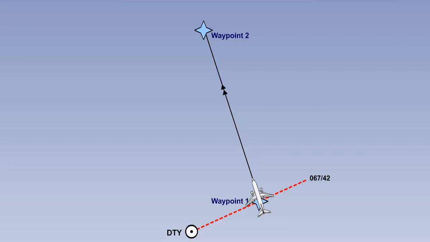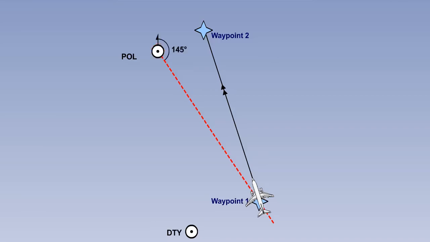How does the RNAV system work? In our example, the aircraft is flying from waypoint 1, defined by Daventry VOR DME as bearing 067 degrees, range 42 nautical miles, to waypoint 2, defined by Pole Hill VOR DME as bearing 066 degrees and range 29 nautical miles. As the aircraft arrives at waypoint 1, Pole Hill is selected.